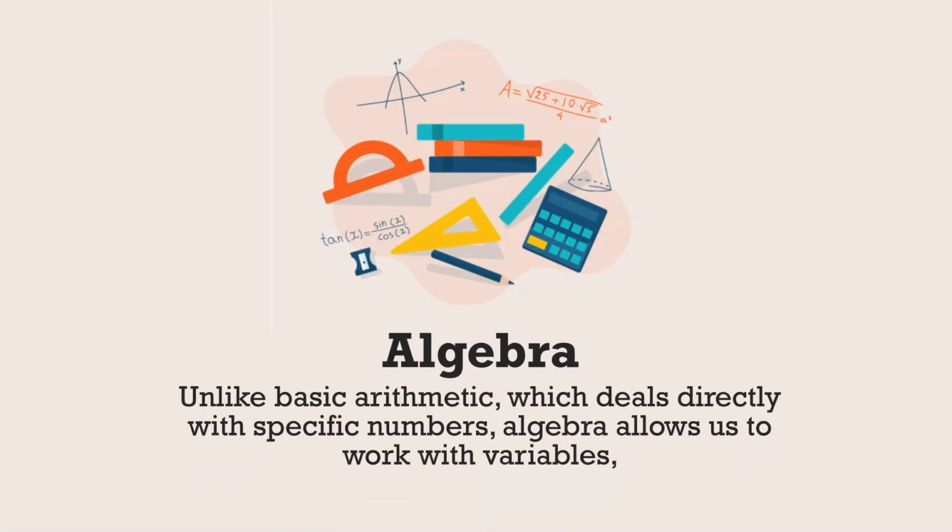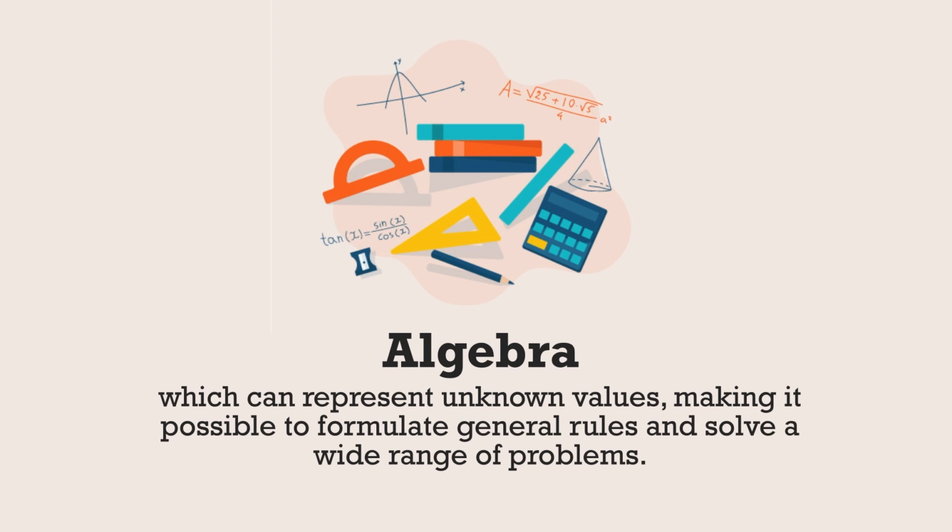So, when we combine all these things together, we generate an expression, and that expression is an equation. These equations are solved by the concepts of algebra. Instead of dealing directly with specific numbers, algebra allows us to work with variables, and we can represent unknown values and formulate general rules, that is, the equation. By solving the equation, we can find the solution for those variables which are addressed in the equation.